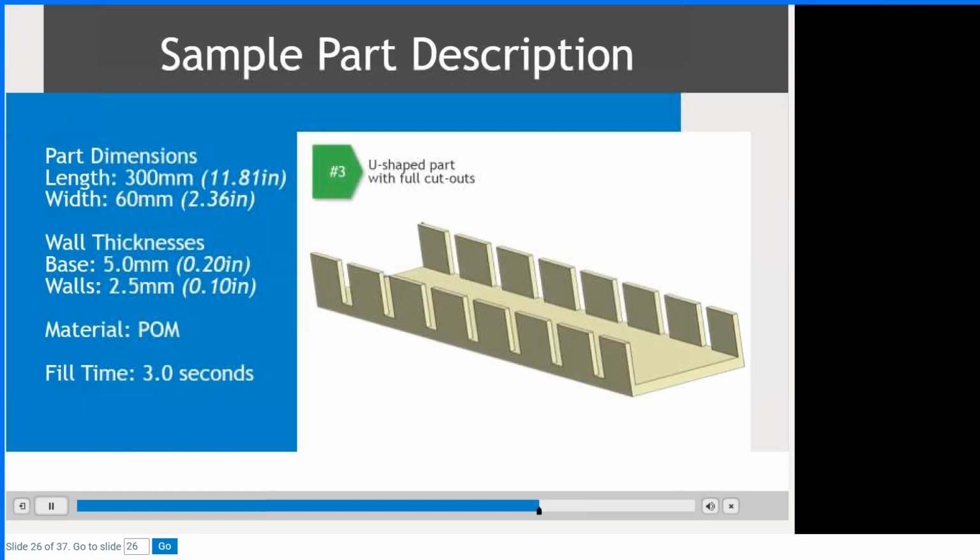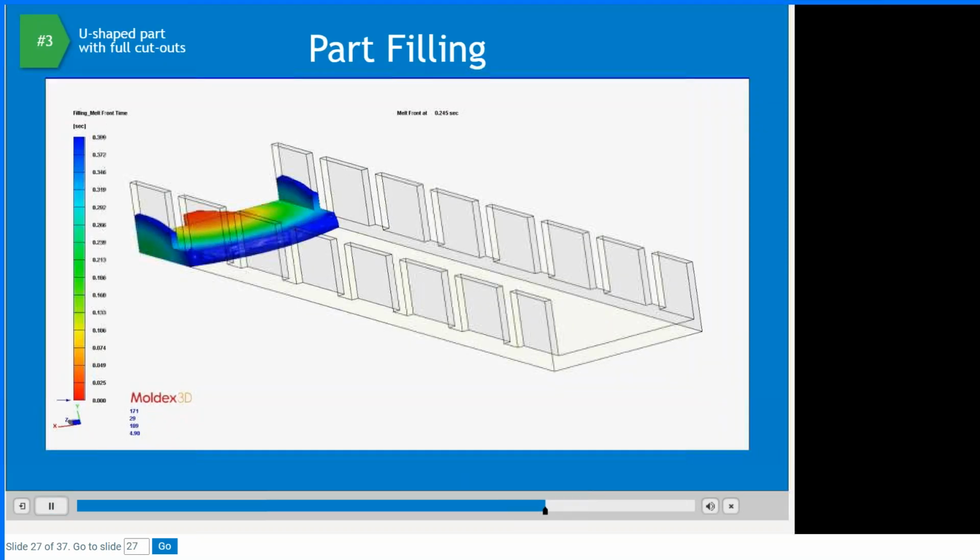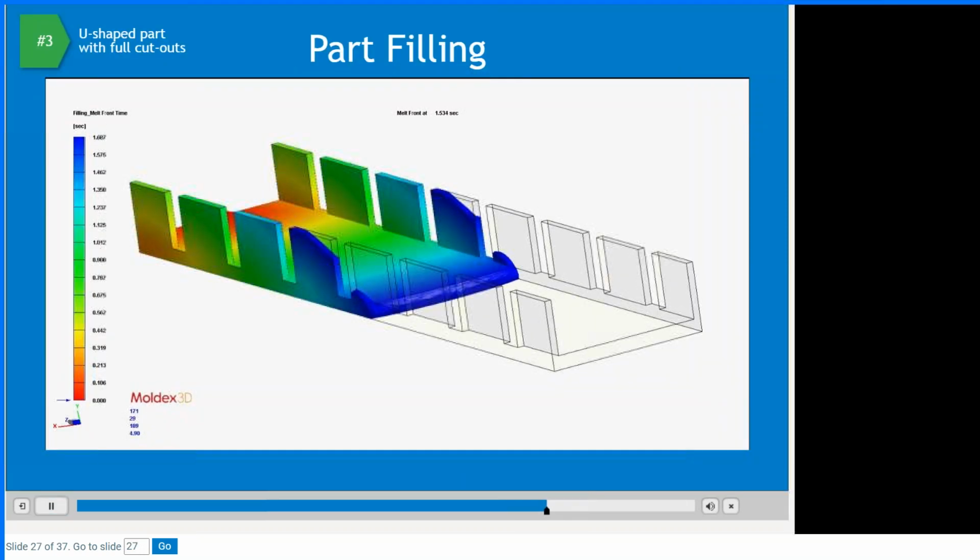The third iteration of this design has the same cutouts as the previous example, but now they extend down from the base of the part. That is significant. Look at this. The cutout is all the way to the base. In the one before, we had a cutout, but it was not all the way to the base wall thickness. The filling animation shows that the part fills without any issues.